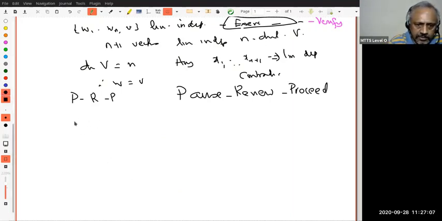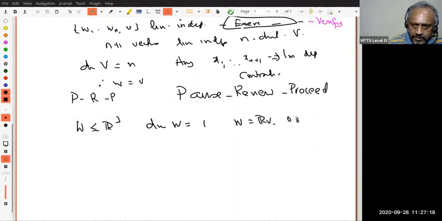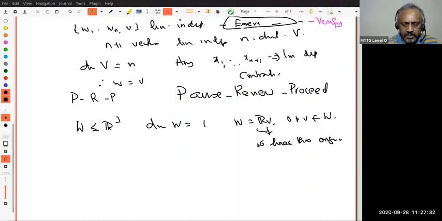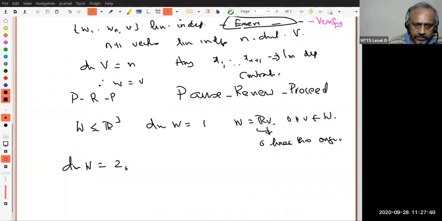Now, therefore, if W is a vector subspace of R3 and the dimension of W is 1, then W is R times V for any non-zero vector V in W. And we have seen these vector subspaces are lines through origin. This is what we have seen earlier in our lecture on vector subspaces. Now suppose the dimension of W is 2. Then I claim W is a plane through origin.